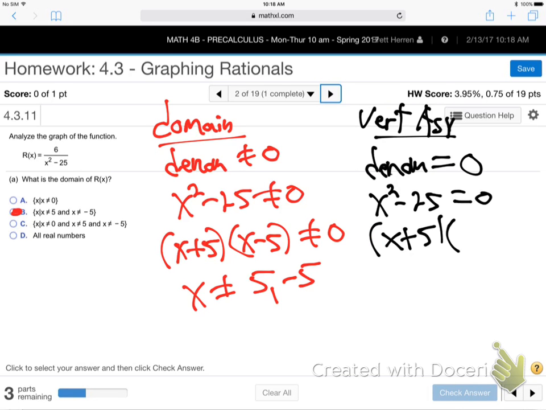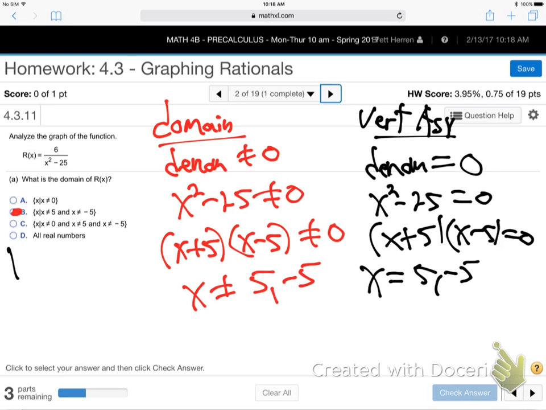X minus 5, x plus 5. So anyway, x is 5 or negative 5. Those are the two vertical asymptotes, and those are the two places the domain doesn't allow you to go. They're the same thing. All right.